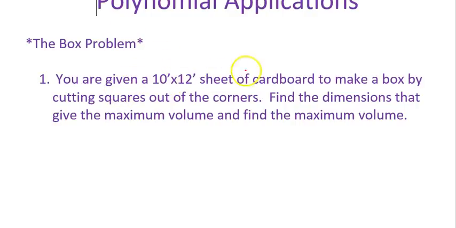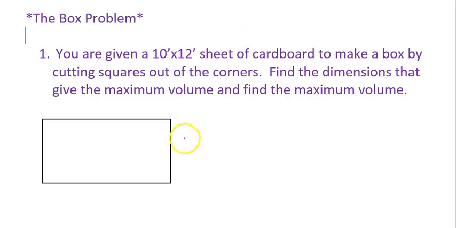We're given a sheet of cardboard that's 10 feet by 12 feet. So a very large one. We want to make a very large box by cutting squares out of the corners, and then we want to find the dimensions that give us the maximum volume and that maximum volume. So let's understand what we're being given first. Okay, so they're giving us this rectangular sheet, and obviously I've not drawn it to scale, but it's 10 by 12, so we'll say that this whole side here is 12 and this whole side is 10.